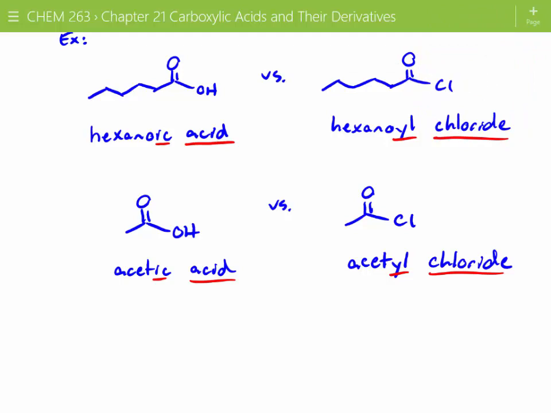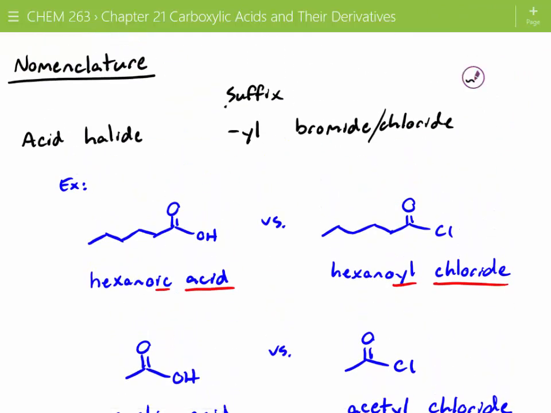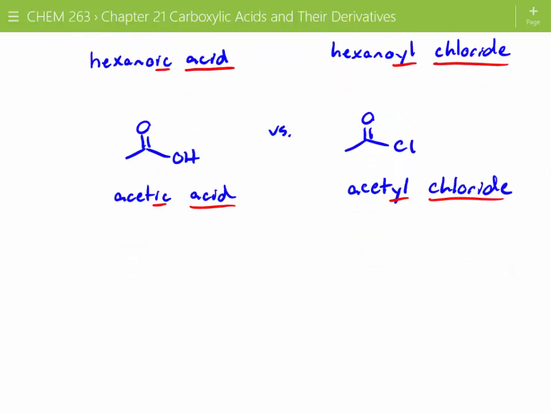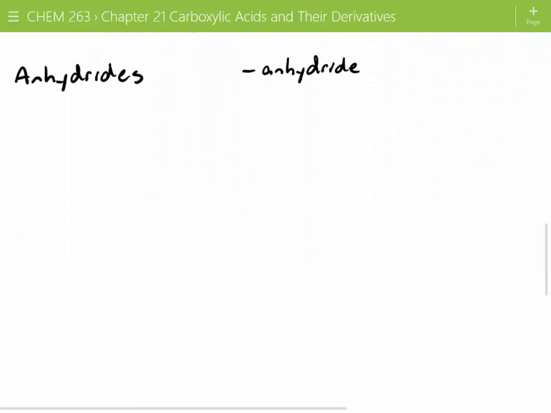All right, now let's go back to a different functional group. Let's go to anhydrides. Anhydrides, we're going to just add on a new suffix, and it's going to end in anhydride. Pretty simple naming system. So let's explain this with examples.